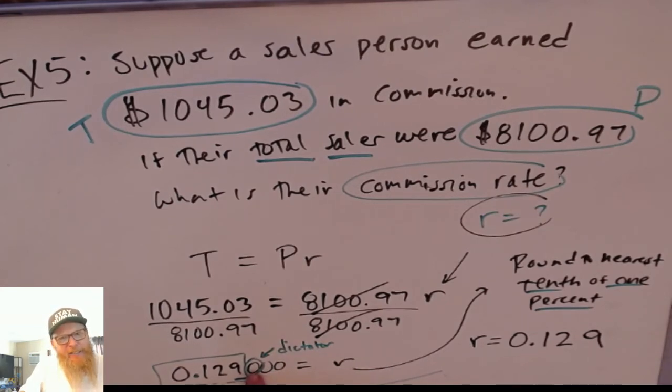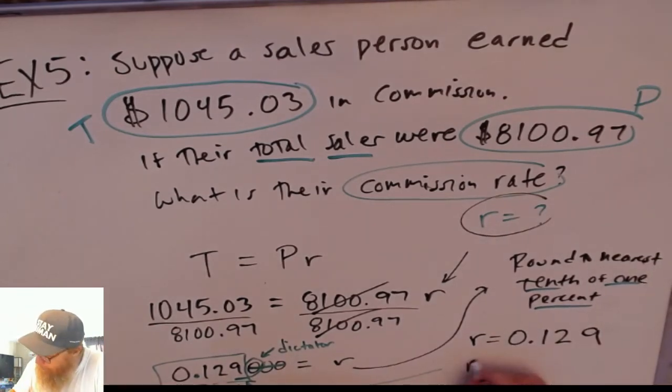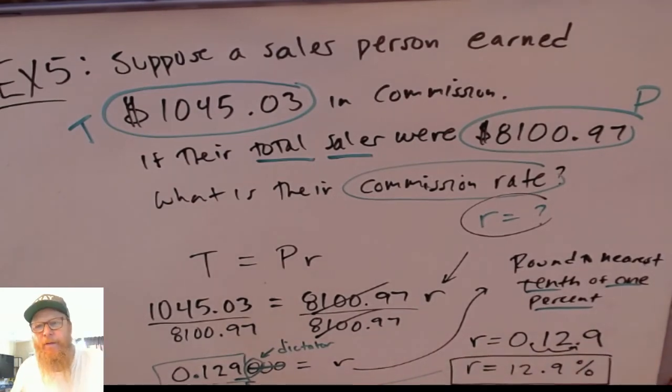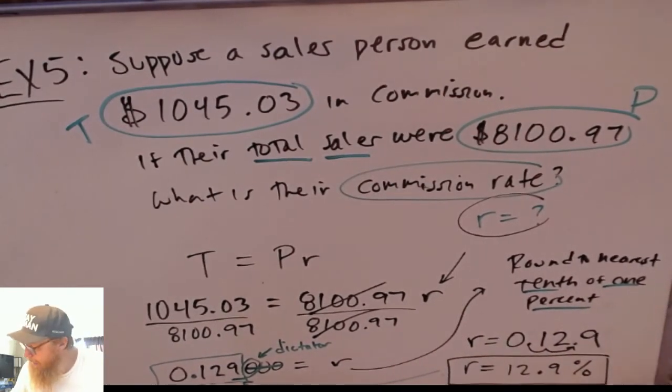And since that digit is definitely less than 5, we're just going to throw away all these zeros. And we're going to say R is 12.9. Move the decimal 2 places. Percent. So 12.9% is the commission rate.